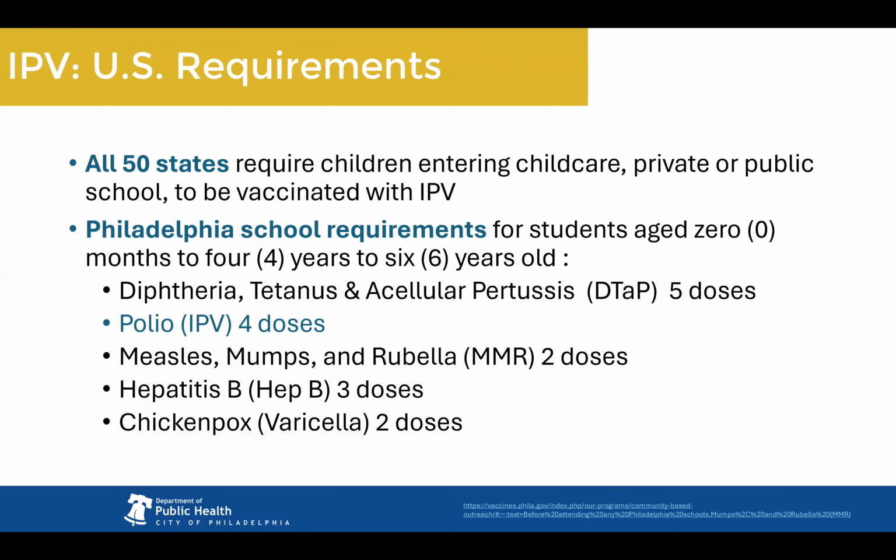IPV U.S. requirements. All 50 states require children entering childcare, whether it is private or public school, to be vaccinated with IPV. Philadelphia school requirements for students aged 0 months to 4 to 6 years old are the following: DTaP 5 doses, IPV 4 doses, MMR 2 doses, Hep B 3 doses, and varicella 2 doses.